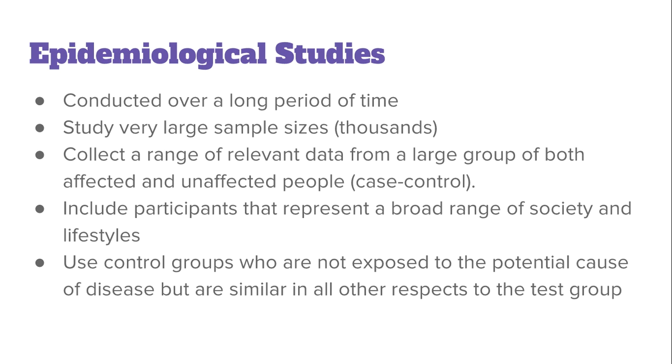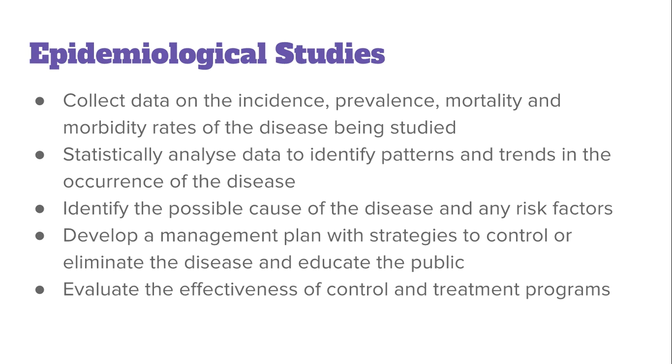Participants in this study represent a broad range of society and lifestyles, and they usually use control groups who are not exposed to the potential cause, but might be similar in all other respects to the test group. Data is collected on the incidence, prevalence, mortality, and morbidity rates of the disease being studied. They statistically analyze data to identify patterns and trends in the occurrence of the disease. They identify the possible cause of the disease and the risk factors. From these, we can develop a management plan with strategies to control or eliminate the disease and educate the public. And then they can also evaluate the effectiveness of control and treatment programs.